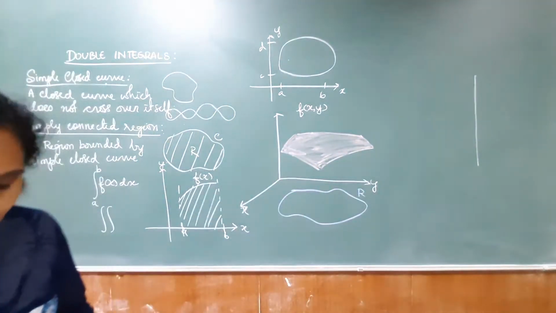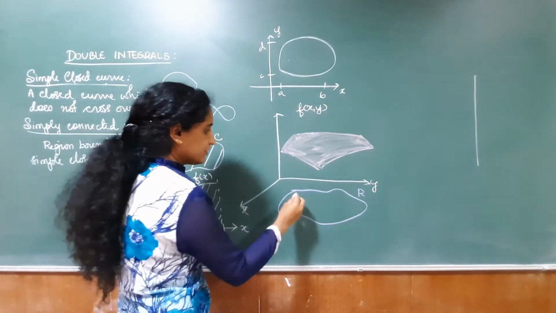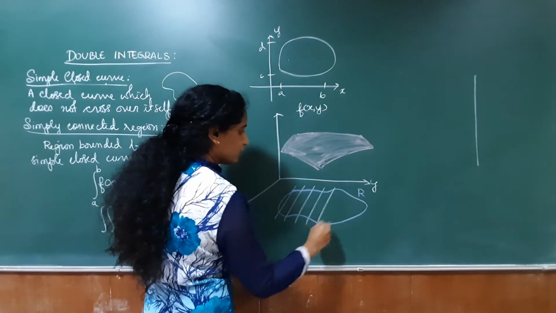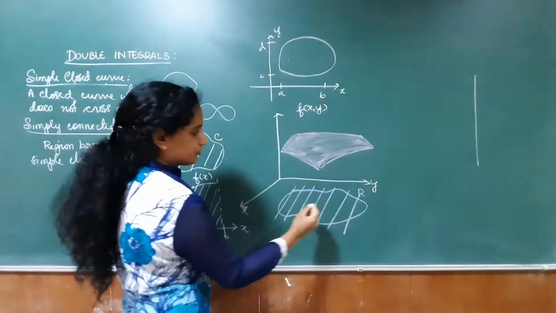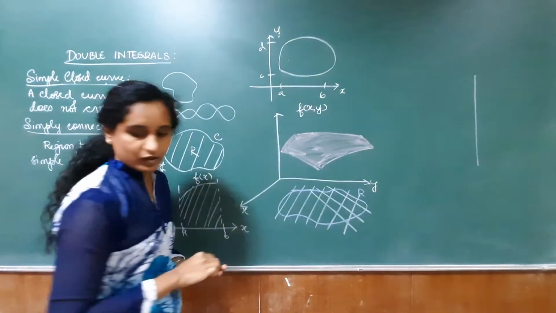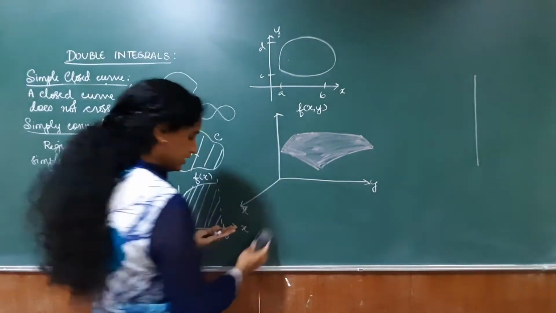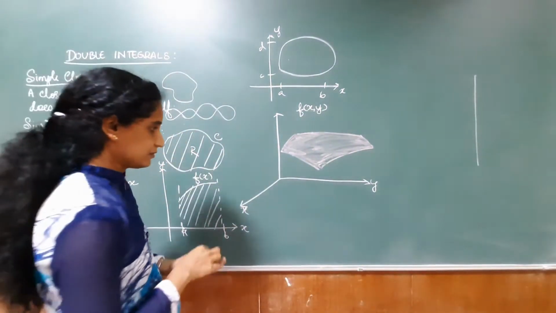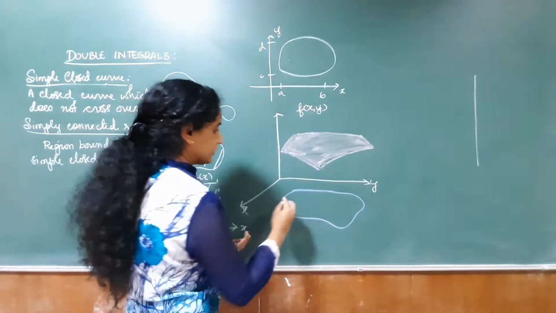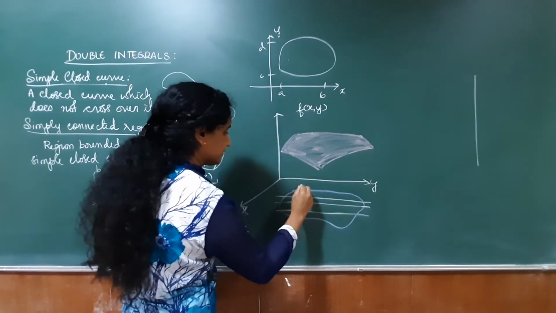So what do I do now? How to integrate this? What we do is, we will try to subdivide this region into small rectangles. Say I had this region R. We'll draw it a little simple. I will subdivide it into small rectangles.